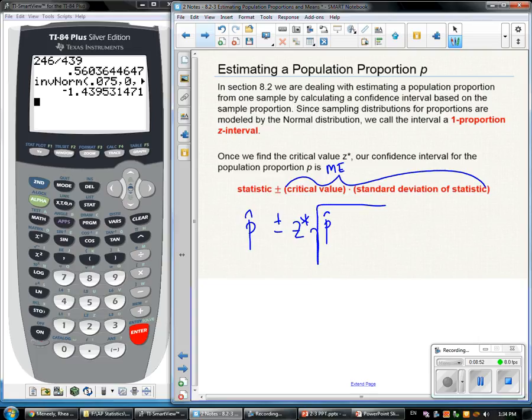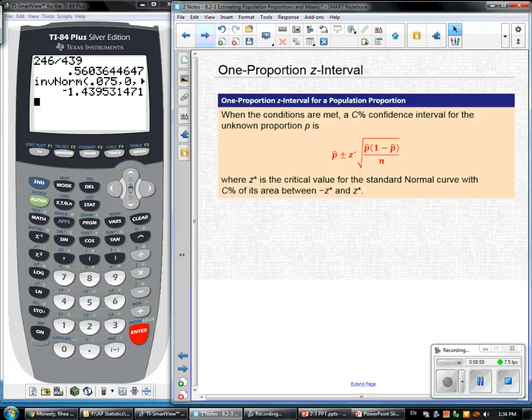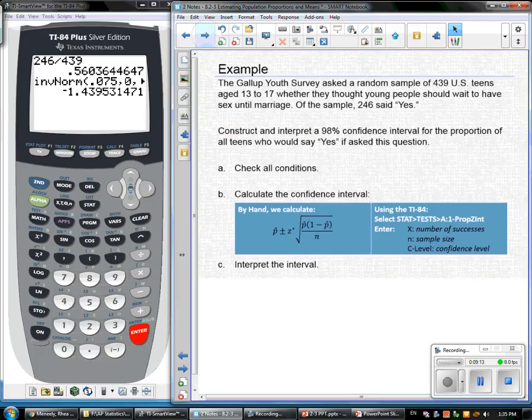So I'd be using p hat times 1 minus p hat over n, and that's going to be under the square root. And that's the next slide, actually. So go ahead and jot that down at the top. And we know that z star is the critical value for the standard normal curve with c% of its area between negative z and positive z. Okay, let's take a look at an example.